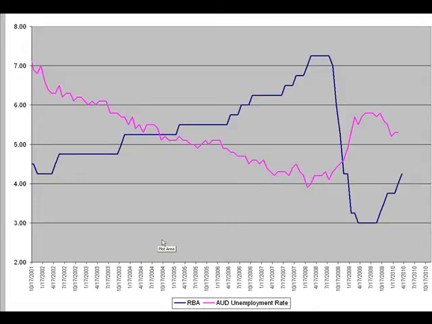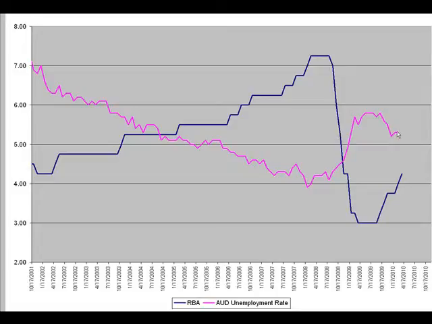The next chart, we compare Australian unemployment and the Reserve Bank of Australia interest rates. Now, we see the blue line, that's Reserve Bank of Australia. We know yesterday, Reserve Bank of Australia, RBA, raised interest rates again to 4.25%. Over time, as unemployment falls, and the unemployment rate is the violet line, and this is indicative of a strong economy, we see the Reserve Bank of Australia raise interest rates. Over the past year to 2 years, as the unemployment rate has risen, the Reserve Bank of Australia was forced to cut interest rates down to the 3% level. Since then, we've seen the Reserve Bank of Australia start to raise rates as unemployment has started to fall.